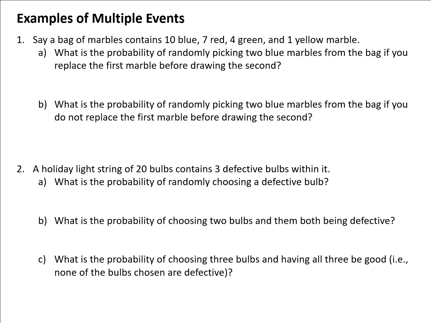So let's look at examples of this and using this multiplication rule. Say a bag of marbles contains 10 blue, 7 red, 4 green, and 1 yellow marble. So we've got lots of marbles here. Let's add them all up. The total will be 10 plus 7 plus 4 plus 1. That's 22 marbles altogether.